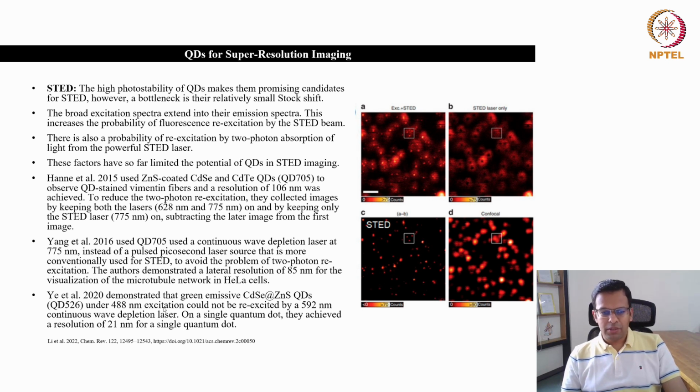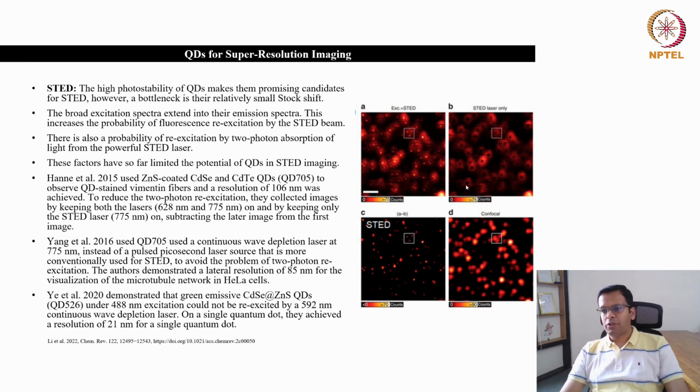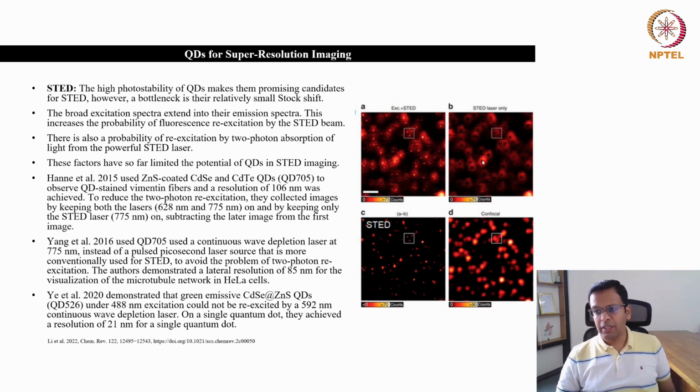They used this continuous wave depletion laser at 592 nanometer, and they mentioned that using this illumination strategy, they could not see the fluorescence re-excitation. So they could not see this kind of halo with this kind of laser when they used these quantum dots in the green range. On a single quantum dot, they achieved a resolution of 21 nanometer. So this is the highest resolution, 21 nanometer, they could obtain using these quantum dots.